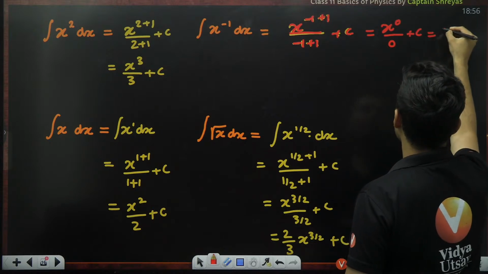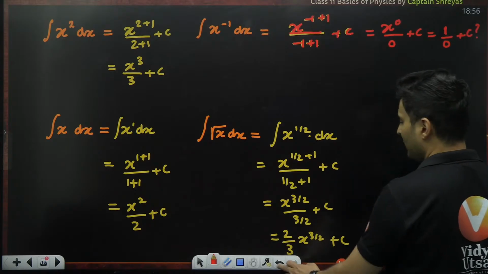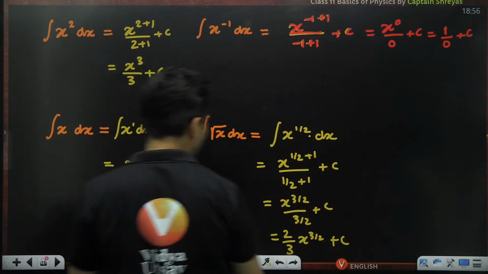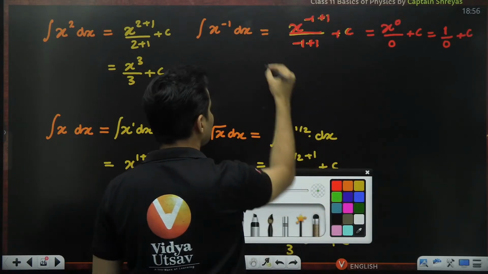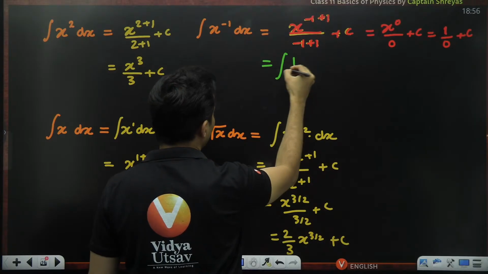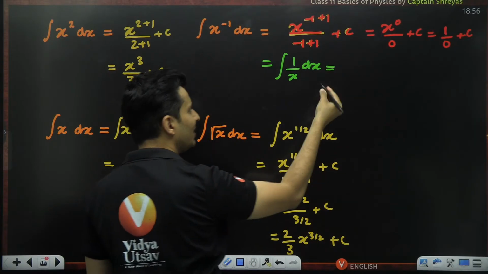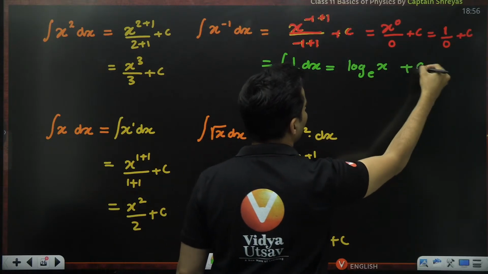X raised to 0 is 1. So 1 by 0 plus c. What is this? This is not defined. So is the answer not defined? Wrong. Actually speaking, the correct way to solve this is: x raised to minus 1 is 1 by x dx. Oh, 1 by x, sir, I know it. It is nothing but log of x. So log of x to the base e plus c.